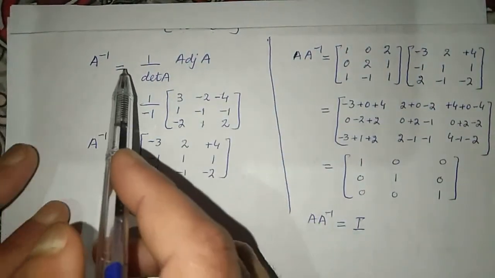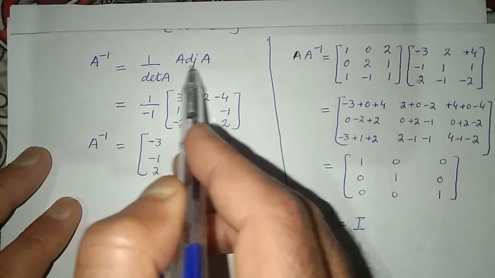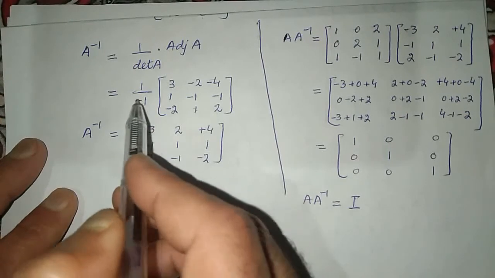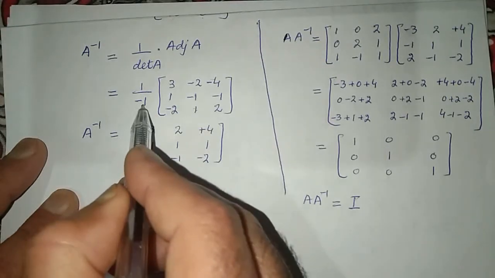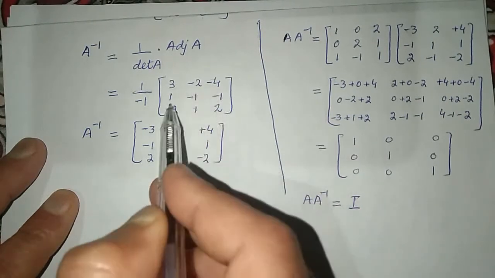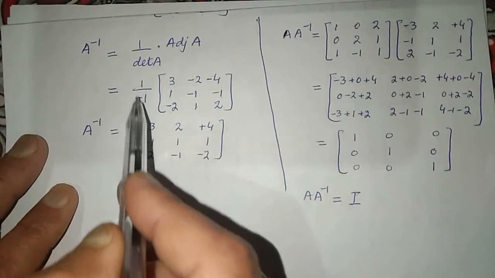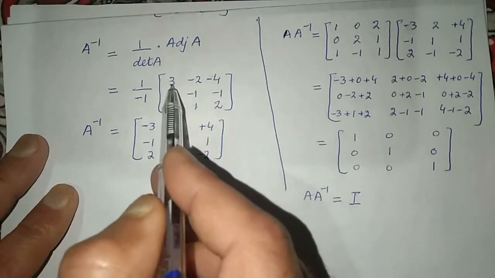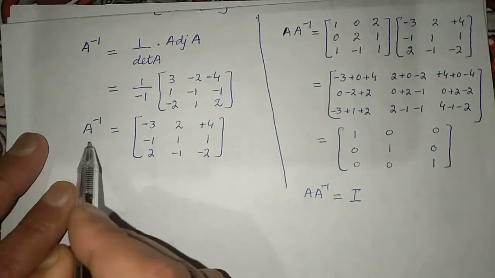How are we finding the inverse? The formula is A inverse is equal to 1 over determinant of A multiplied by adjoint of A. Determinant of A we have just found, which is minus 1, and adjoint of A is this matrix: 3, minus 2, minus 4, 1, minus 1, 1, minus 2, 1, 2. Now this 1 over minus 1 is basically minus 1. So minus 1 is multiplied inside with each entry of this adjoint of A. So we are getting this thing, and this is the inverse.